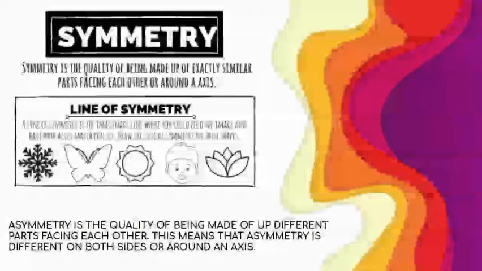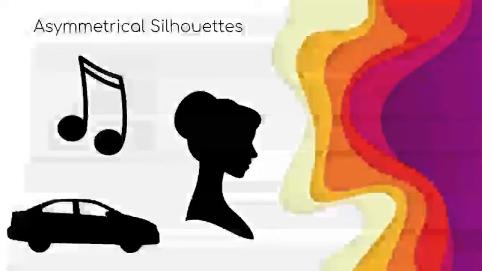Asymmetrical is the quality of being made up of different parts facing each other. This means that asymmetrical objects are different on both sides or around an axis. Here are some examples of asymmetrical silhouettes. There's no way that we could divide any of these 3 objects and have their edges match up.